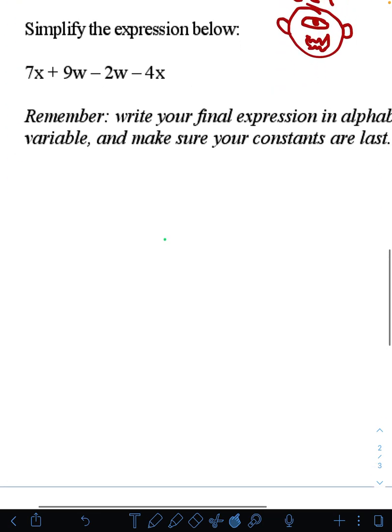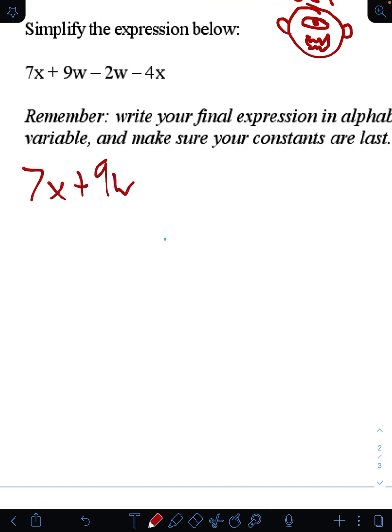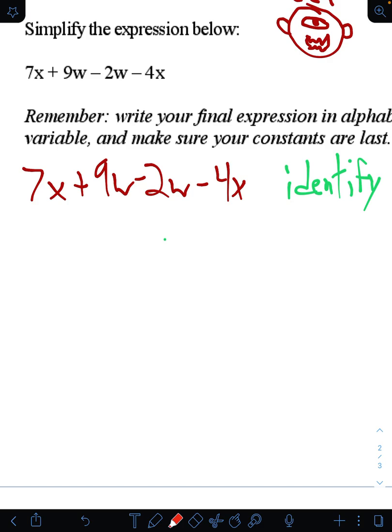Now, we've got this one: 7x plus 9w minus 2w minus 4x. First step, we should all know, is to identify our like terms. So let's identify. We have a 7x, which is really a positive 7x. Then do we have another x anywhere? No, that's a w, that's a w. Oh, that's an x. Did I do that right? No? What am I missing? Oh yeah, the minus. There we go.